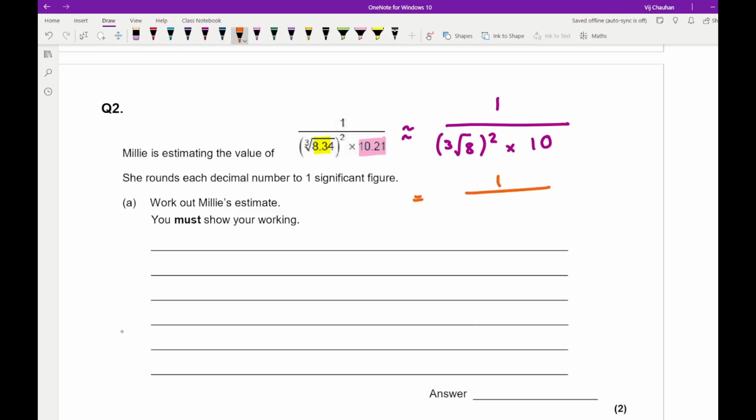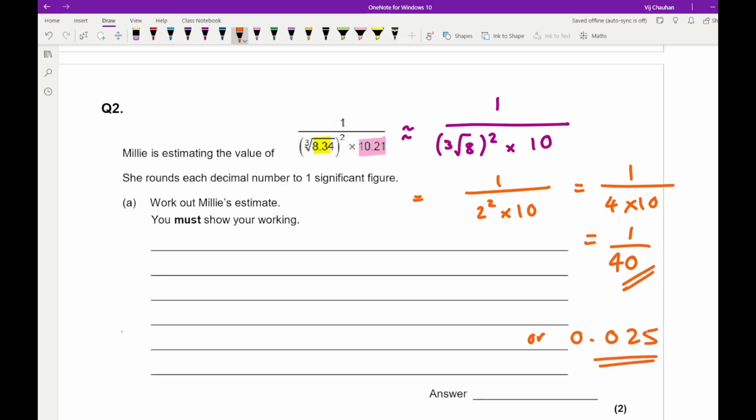So it's going to be 1 over the cube root of 8 is 2, so that's going to be 2 squared times 10, which is equal to 1 over 4 times 10, which is equal to 1 over 40. Now the question doesn't really say how we need to give our answer. We can either leave the answer as 1 over 40, or we can write it as a decimal, which is 0.025.